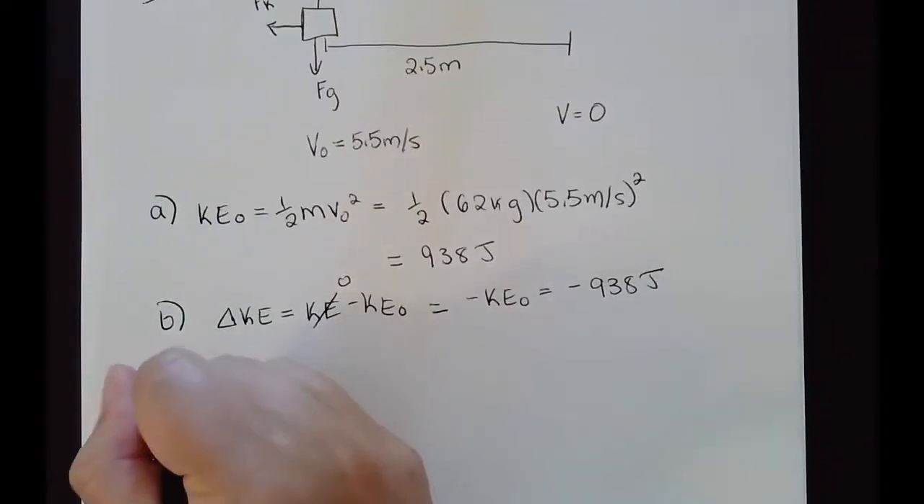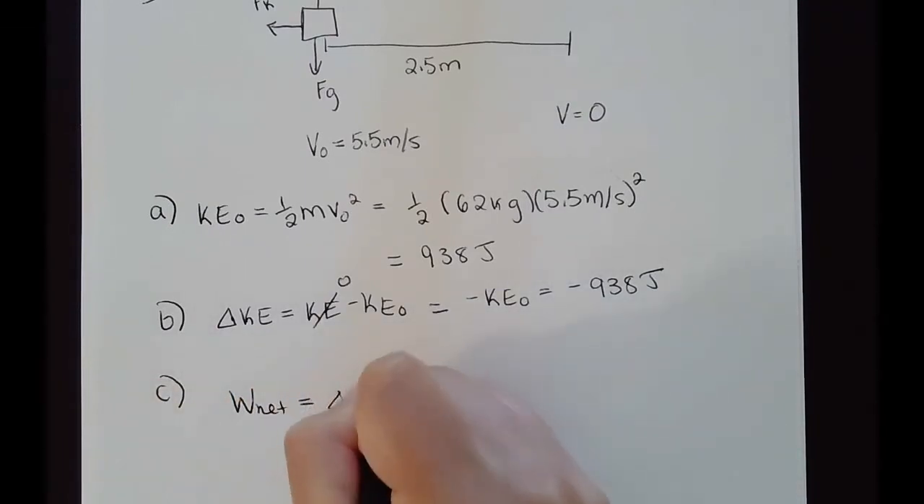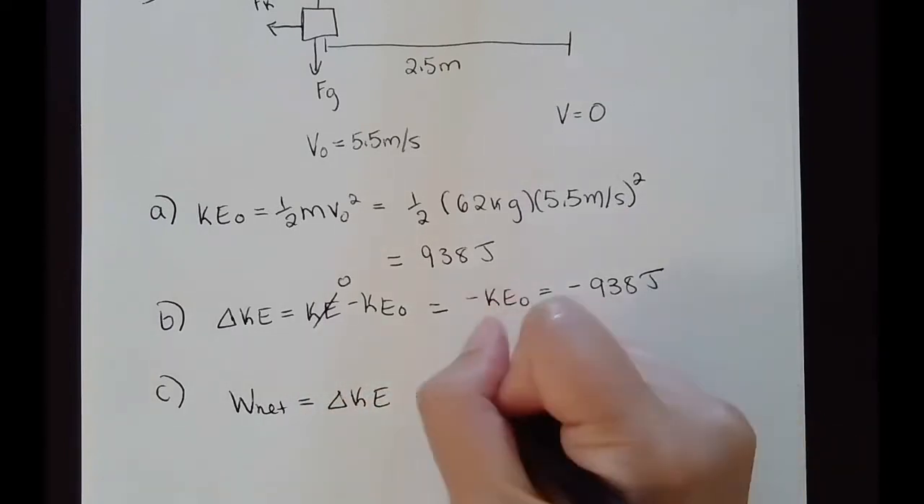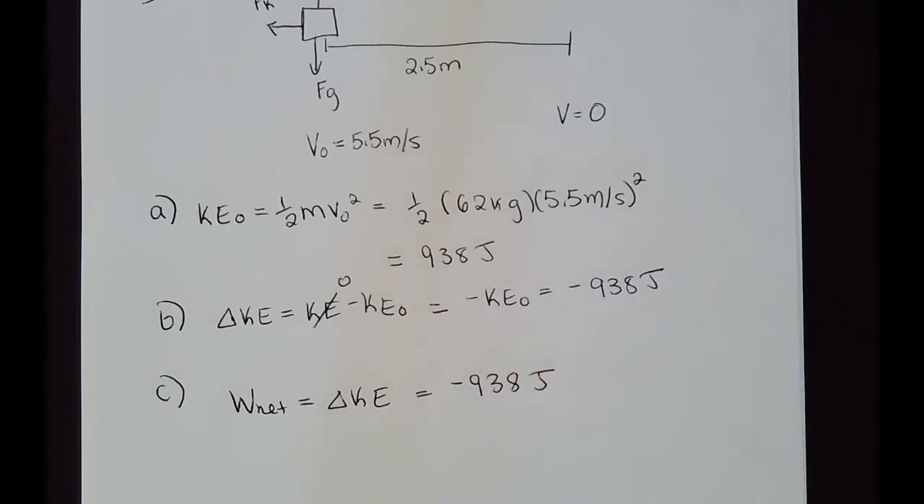All right, and then for part C, what is the total work done? We know that the net work done equals the change in kinetic energy. So it's really just getting us to recall that work-kinetic energy theorem. So she loses 938 joules of kinetic energy, which is the work done, as she comes to a stop.